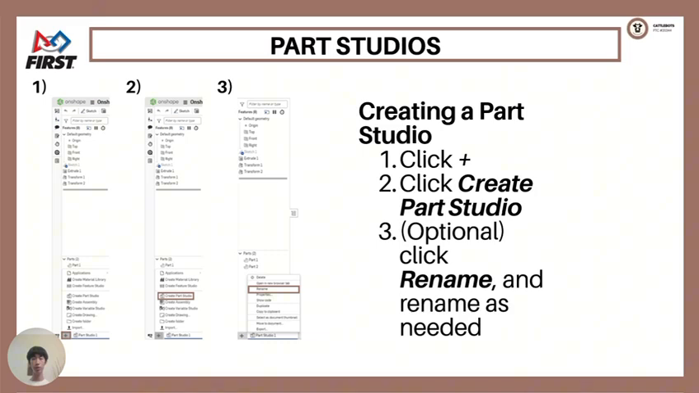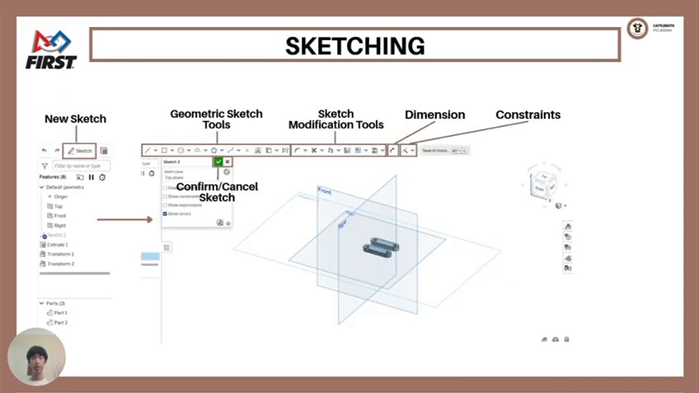A part studio is where individual custom robot parts are designed. When you create a new document, it will automatically open to a part studio. To create a new part studio, click plus in the bottom left, click Create Part Studio, and rename the part studio as necessary.